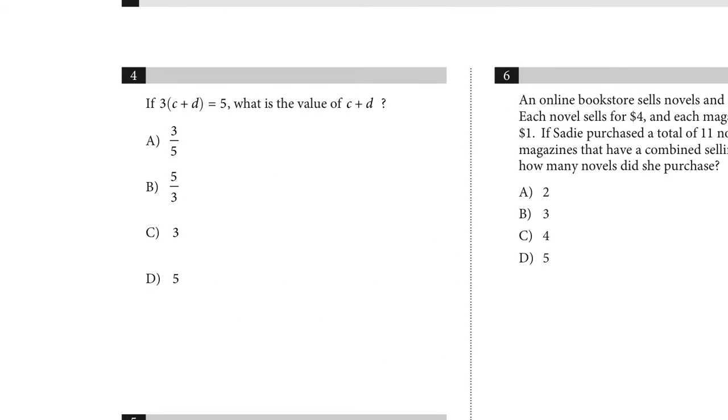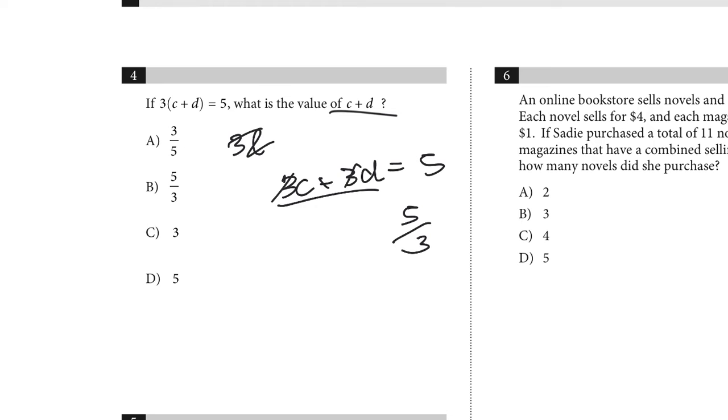Okay, on this page we have 3c plus d is equal to 5. What is the value of c plus d? So that will give us 3c plus 3d is equal to 5, right? What is the value of c plus d? So we divide both sides by 3. That would cut this and give us 5 by 3. Alright, let's move to the fifth one.